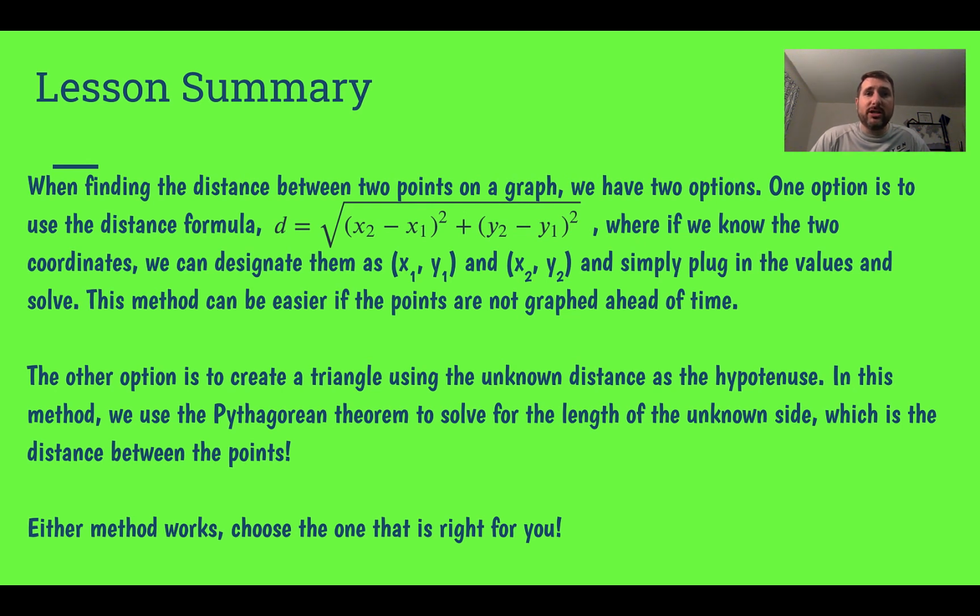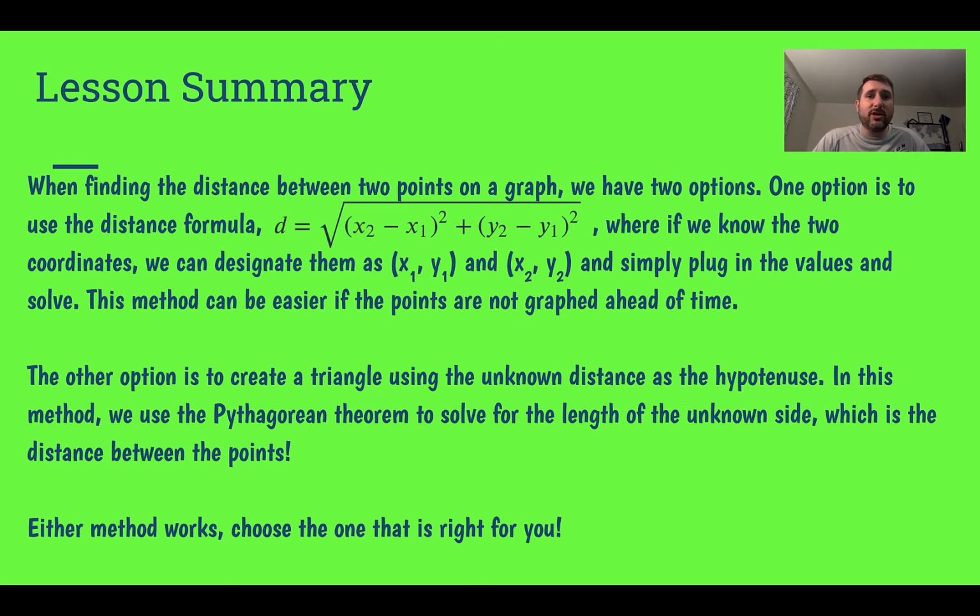Our other option is to create triangles using the distance as the hypotenuse. If we do this method, we're just using the Pythagorean theorem to solve for the length of our unknown side, which is the distance between the points. That method might be easier if the points are already graphed for you.